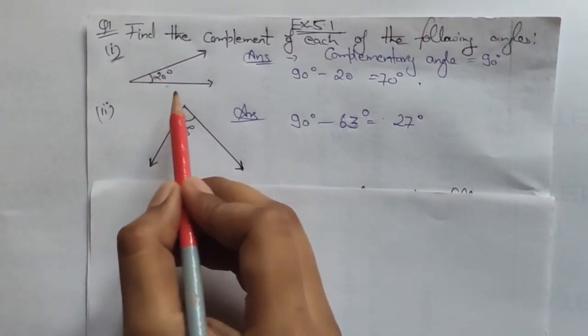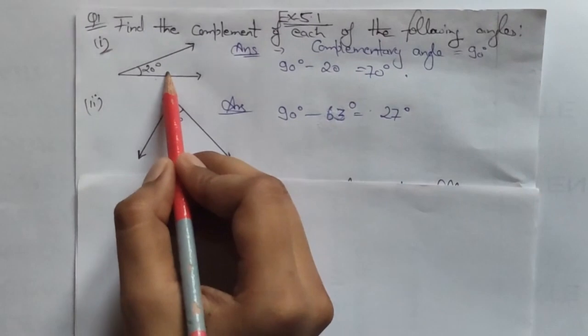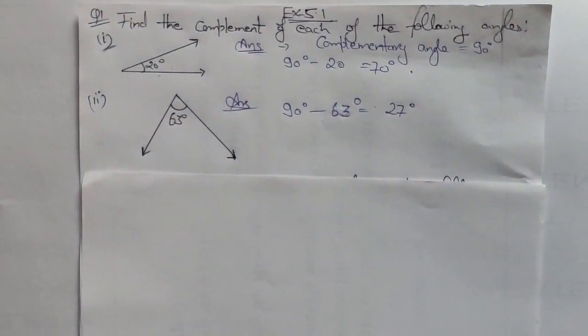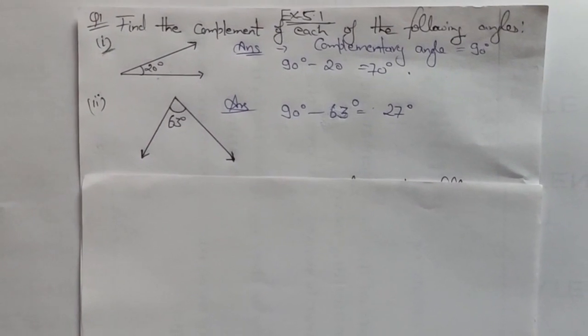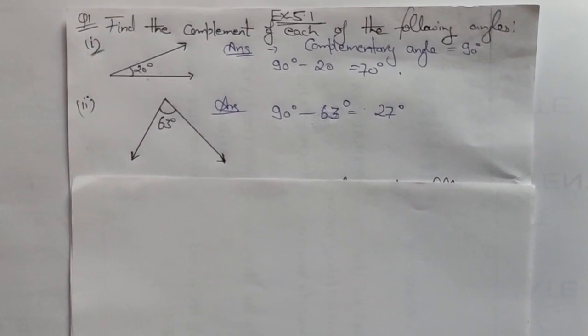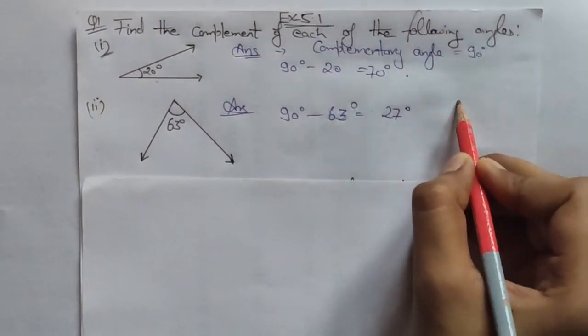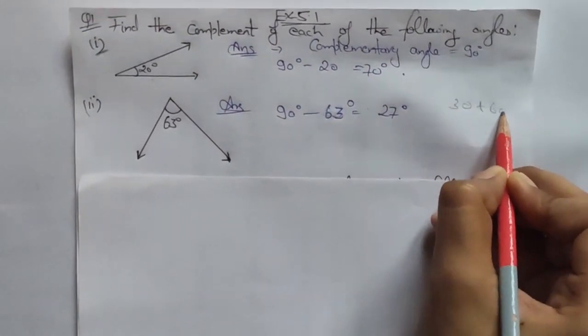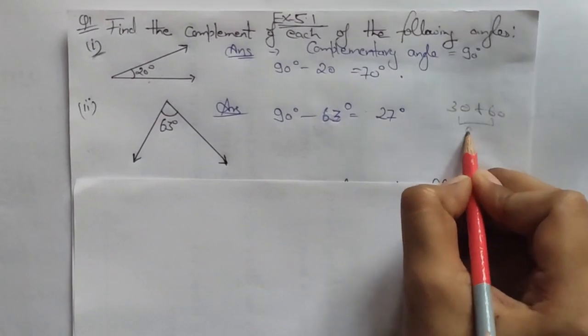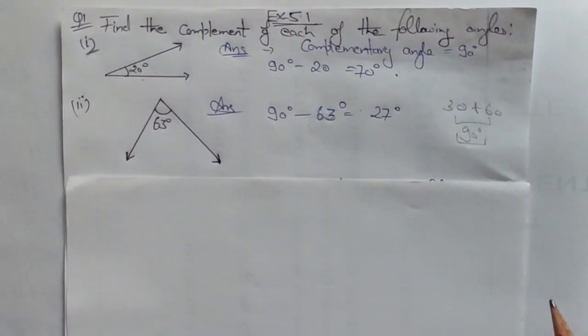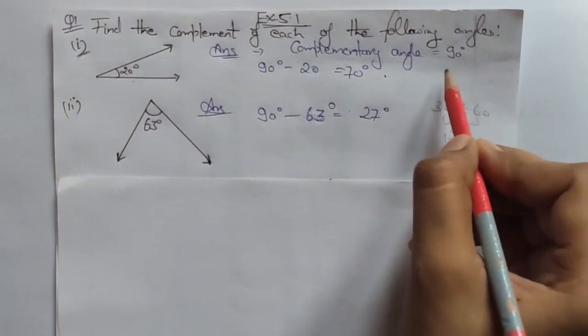In this we have to find the complement of a 20 degree angle. We already know what a complementary angle is. Complementary angles are two angles whose measures sum to 90 degrees, like 30 plus 60. The sum of both of these angles is 90 degrees, so this is called a complementary angle.